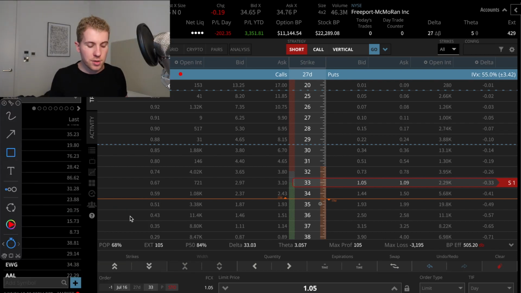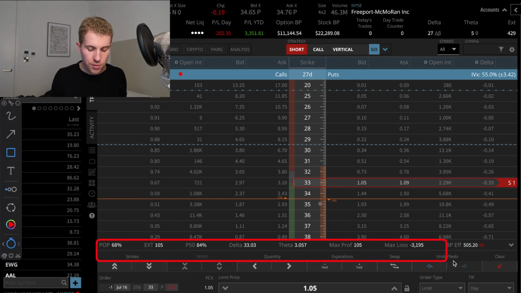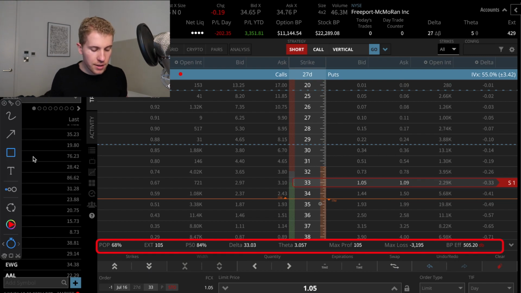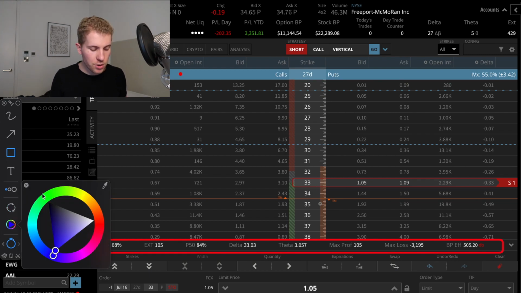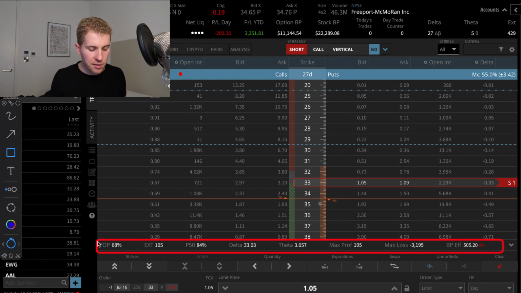And now you see that I have some stuff that appeared below. So if we look at that line, you see that there is several information. If I just change colors so it's clear, you see that I have a POP. The POP is the probability of profit at expiration. I have a 68% probability of profit at expiration. If we look next to that, there is a P50, which shows 84%.